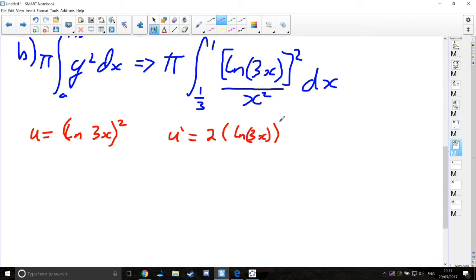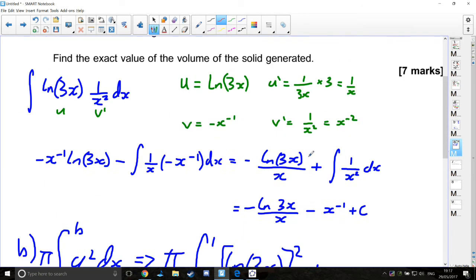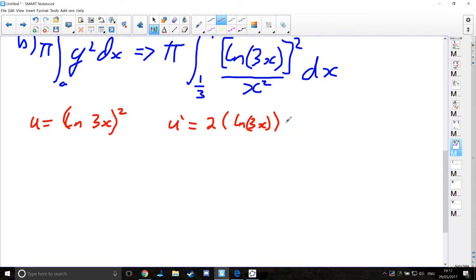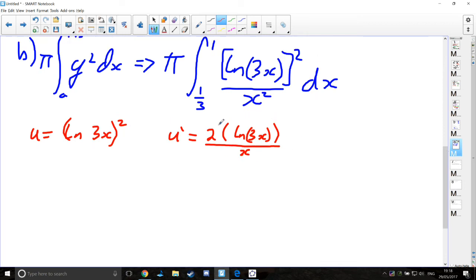This is now to the power of 1, so I'm going to omit that. Multiplied by the inside differentiated, well, the inside differentiated, ln 3x, just becomes 1 over x. So this is just times by 1 over x, so there we go. The next part then is v dash being integrated to get me v. Now v dash, same as before, there's an x squared on the bottom, so that's 1 over x squared. And our integral for that is negative x to the negative 1.